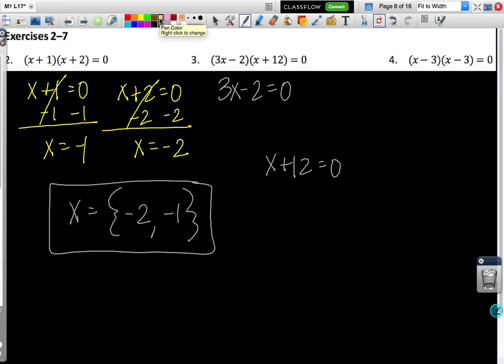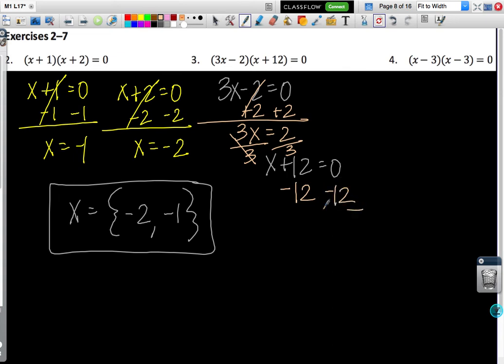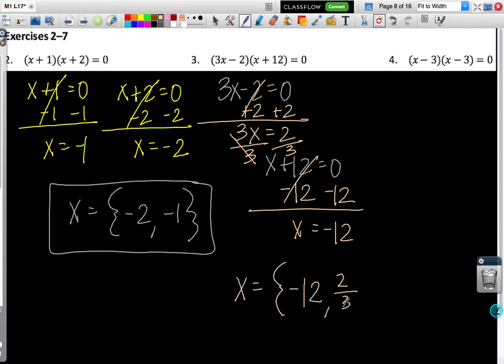So we need to isolate the variable, so we first need to add 2 to both sides. So we're left with 3x equals 2. To get x by itself, I would divide by 3. And we can't take 2 divided by 3, so we just leave it as it is. x plus 12 equals 0. We're first going to subtract 12. And we're left with x equals -12. So my solutions to this problem are -12 and 2/3.